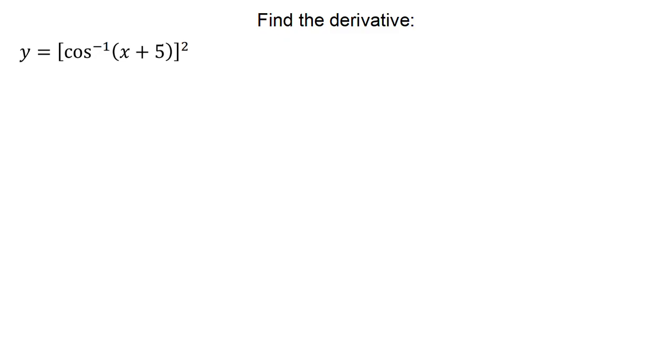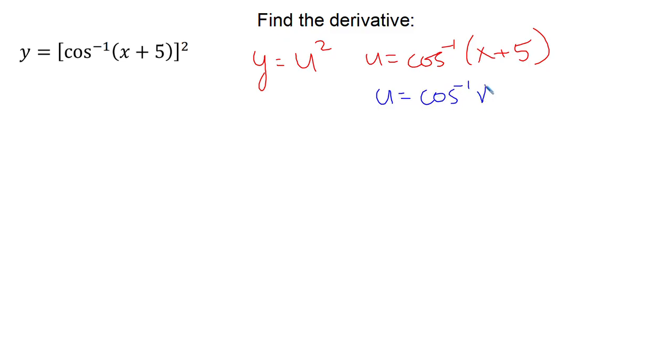All right, here we've got another inverse trig function. But that's not actually the most global thing happening in this problem. What we've actually got is y equals a function being squared, where u is equal to the inverse cosine of x plus 5. And so as we go through and do this, we realize that we're going to have to use the chain rule a second time. This is u equals the inverse cosine of v, where v is x plus 5. So we're going to have 3 pieces here to multiply together to get our final answer.